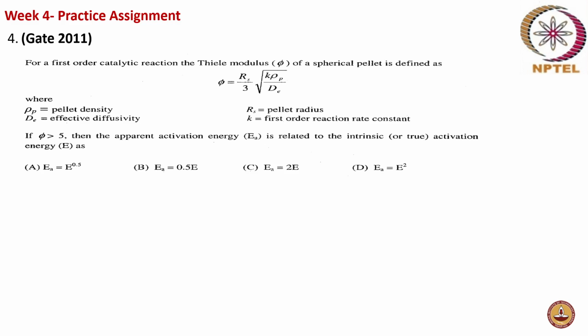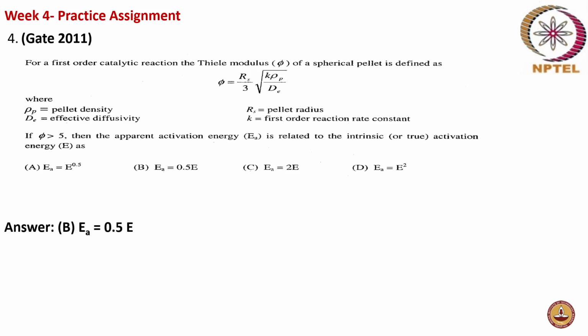activation energy as, is it related as EA is equal to E power 0.5, or is it EA is equal to 0.5 into E, or is it EA is equal to 2 times of E, or is it EA is equal to E square, where EA is your apparent activation energy and E is your true activation energy. So one thing you have to look into is phi is very large, so it means pore diffusion controlled.